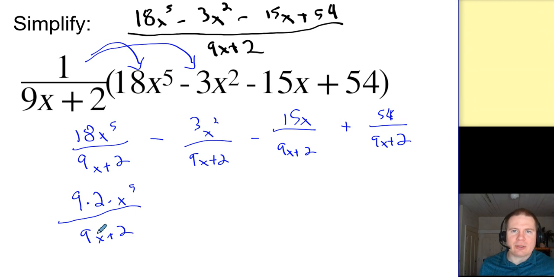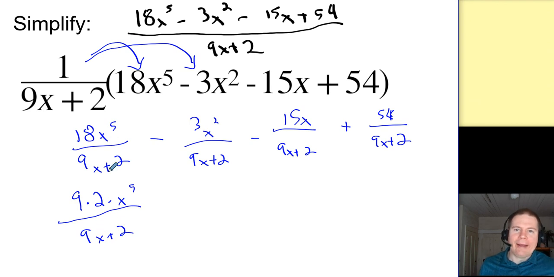Can I cancel a 9 from 20? No. Pick 10. 90 plus 2, 92. Can I cancel a 9 from 92? No. Nothing cancels here. It's not going to work out. We can't even cancel the 2 because it can't be guaranteed that this is an even number. If x is 1, 9 plus 2 is 11. No, 2 doesn't cancel with 11.